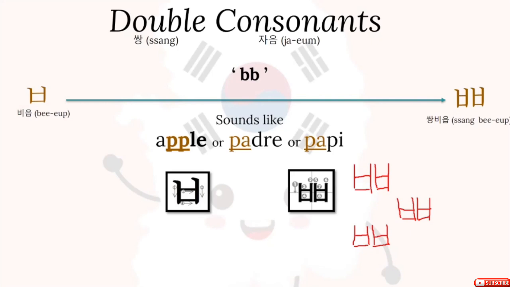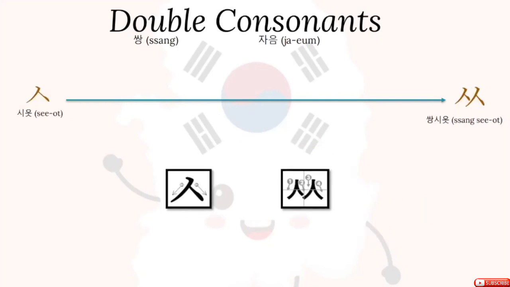Alright, moving on to our fourth double consonant, the 시옷. You know how it sounded S? Now it's 쌍시옷, double consonant, so adding a little more stress, it's S, S. Okay, double S. So it sounds like sign, sign, or sun, sun.